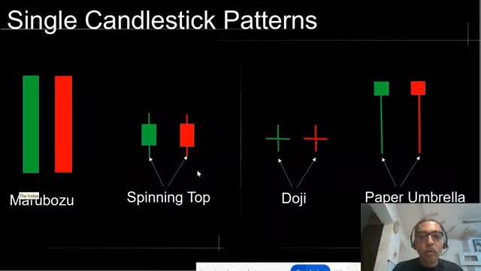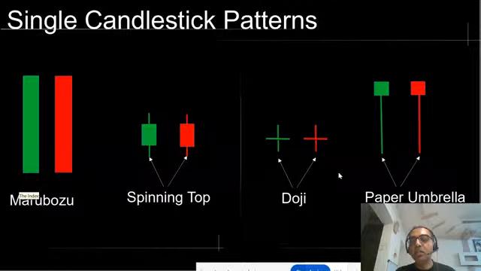Okay, so spinning top: if a spinning top appears after this Marubozu candle, whether it is red or green, it really doesn't matter. Usually green, if after green, there is a high likelihood that the pattern would continue, or the trend would continue. Another candlestick pattern is doji.